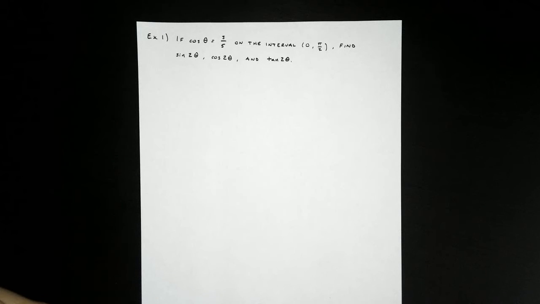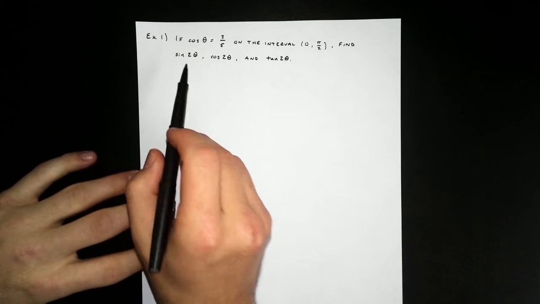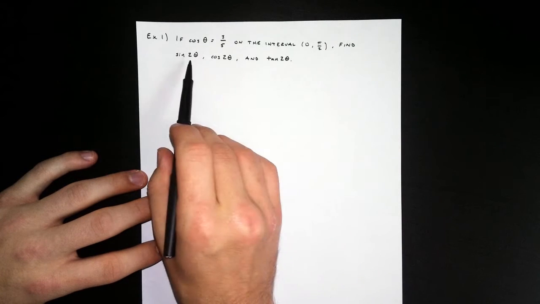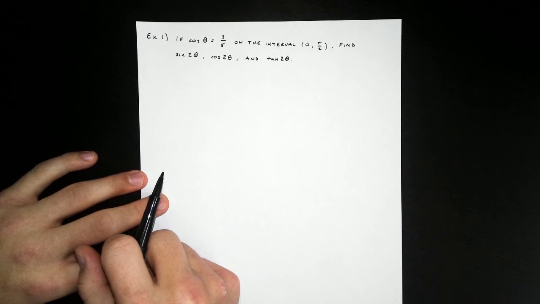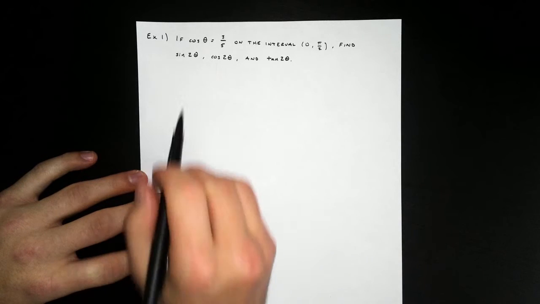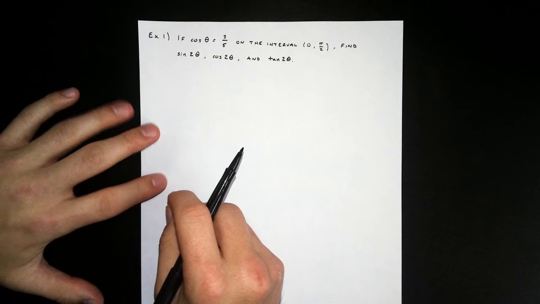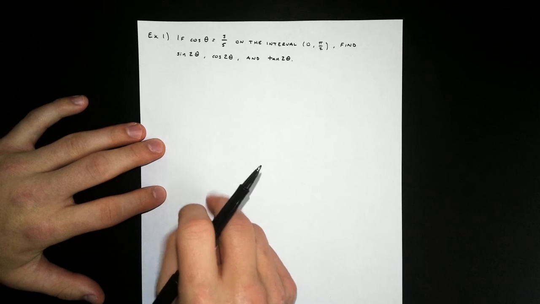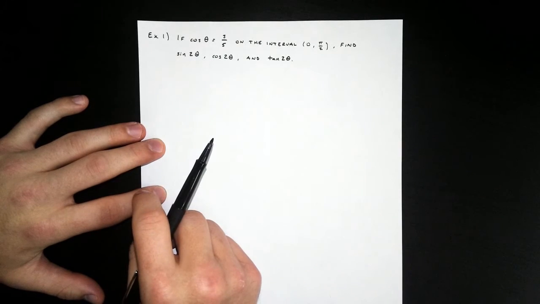Anyway, the first example says if the cosine of theta is 3/5 on the interval from 0 to pi over 2, I want to find the sine of 2 theta, the cosine of 2 theta, and the tangent of 2 theta. So we've got three different double angles we want to find. The way that we're going to find these is by using our different identities. And to use those identities, I do need to know the values of the sine of theta, the cosine of theta, which they give me here, and then I do need to know the tangent of theta as well.